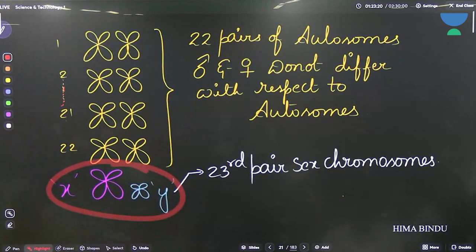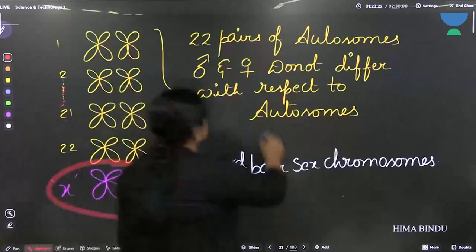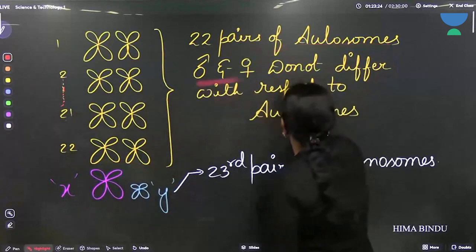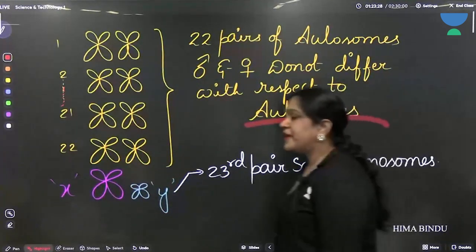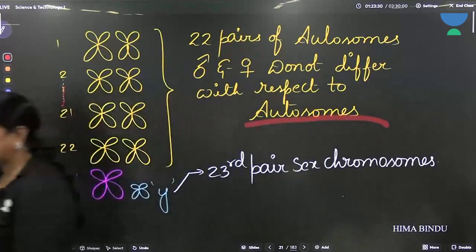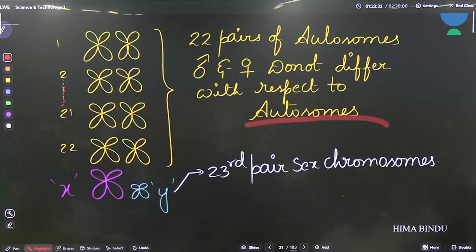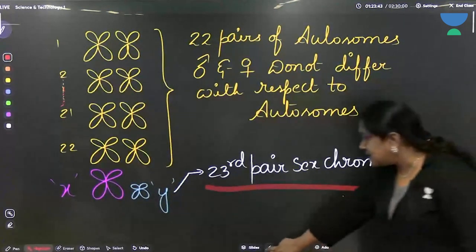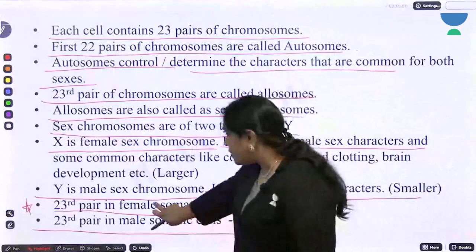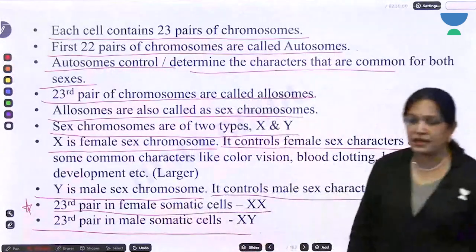Is it clear for all of you? Okay. So in the 22 pairs of autosomes, male and female do not differ. I mean, if I take a 5th chromosome and observe it under the microscope, I cannot say whether it is from the male body or from the female body. Then the 23rd pair is called the sex chromosomes. It is XX in the female and XY in the male.